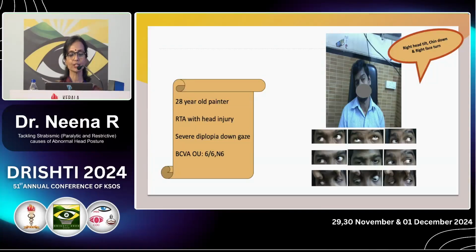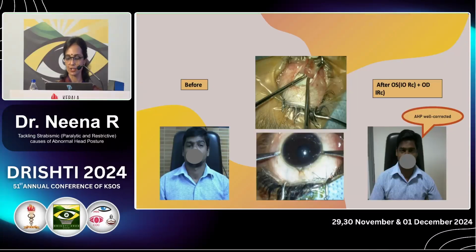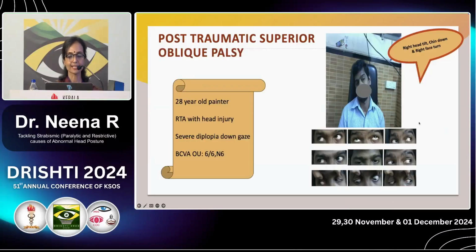So this was a 28-year-old painter. You can see the classical right head tilt, a left hypertropia increasing in right head tilt, increasing in left head tilt and right gaze. This is a classic left superior oblique palsy, very severe diplopia.